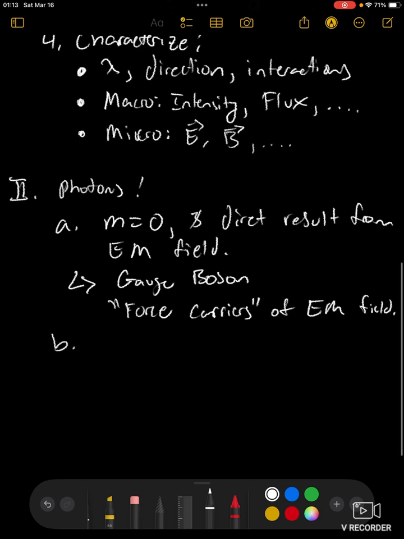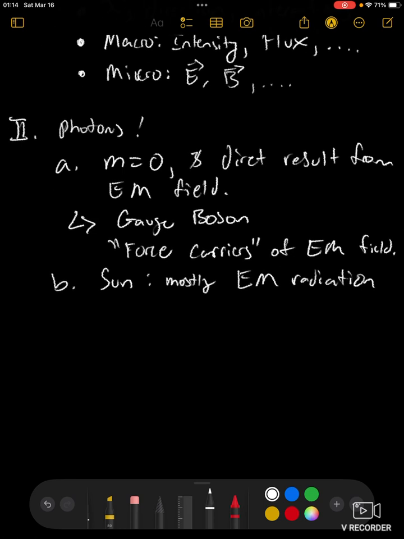Some other things. Much of the sun, really mostly if not all, is EM radiation. So EM radiation, photons are a direct result from that. Therefore, photons are pretty useful for this. Also, light, for example, is made up of photons.